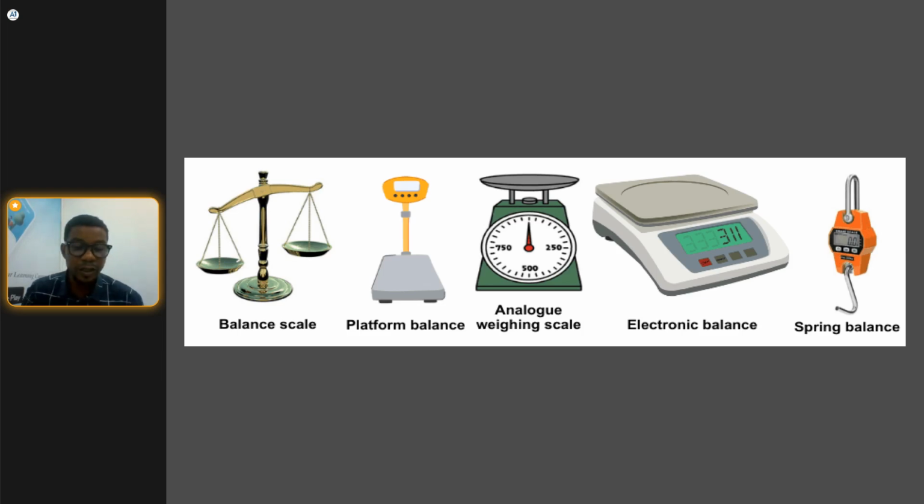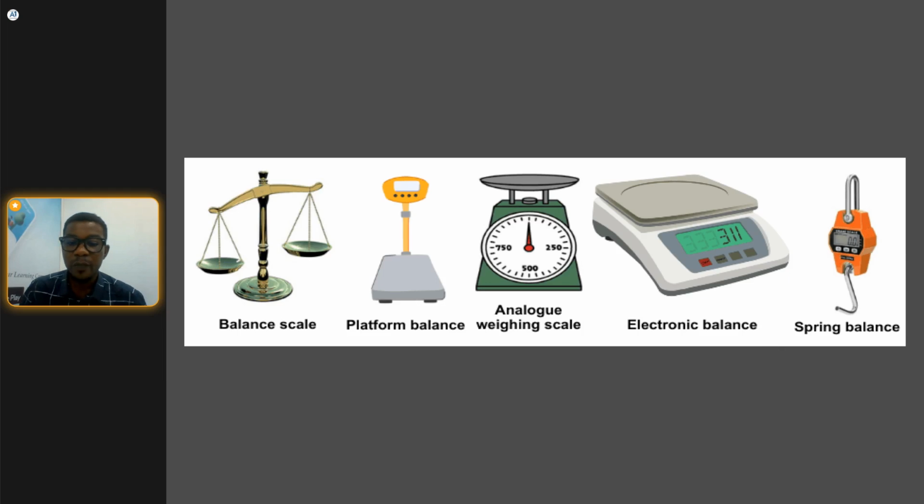So we are going to quickly itemize the ones used for measuring time. For time, we have our stopwatch. It is used for measuring time. We also have our digital watch. We have the pendulum bob, also used for measuring time. So all these are instruments used for measuring quantities in physics.